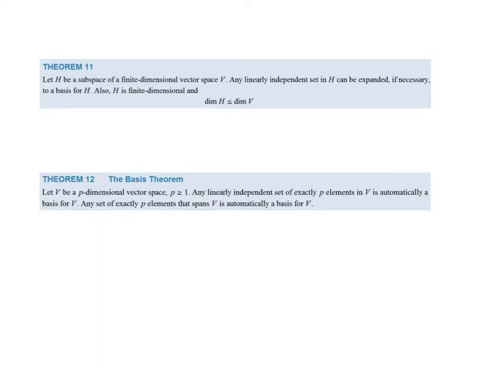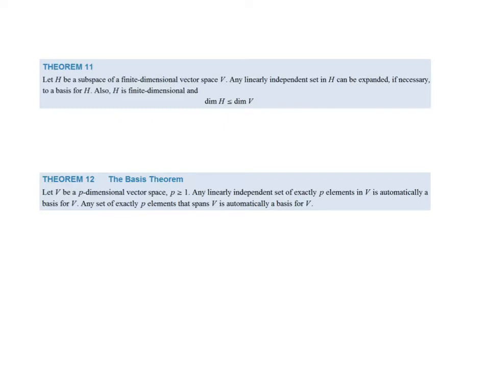This section includes 2 additional theorems, and there are proofs in the book. I'm not going to do them in this video because I try to keep it from going too long. The first theorem is Theorem 11, and we have H is a subspace of a finite dimensional vector space V. That's just the setup. Any linearly independent set in H can be expanded if necessary to a basis for H. So if I take any set contained within H, I can add vectors and expand it to be a basis for H. Also, H is finite dimensional and its dimension is less than or equal to the dimension of its vector space.